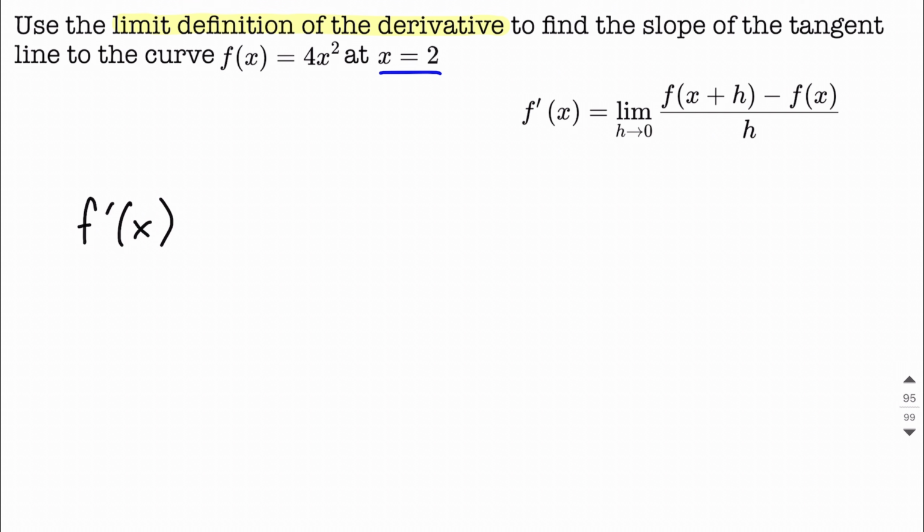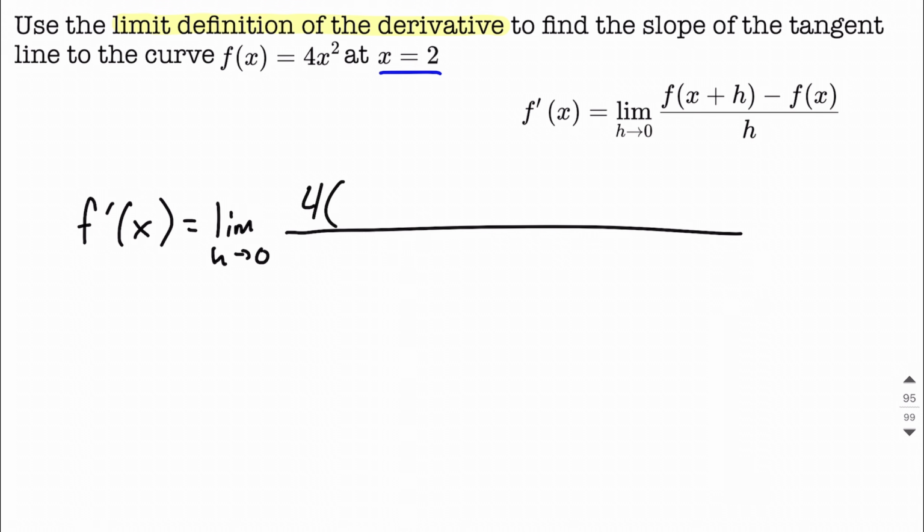All right, so the derivative is going to be the limit as h approaches 0. And then let's work on filling in here. Initially, we want to take our 4 and replace the x with x plus h. So x plus h is going to get plugged in where this x was in the original function. So x plus h is going to get squared.